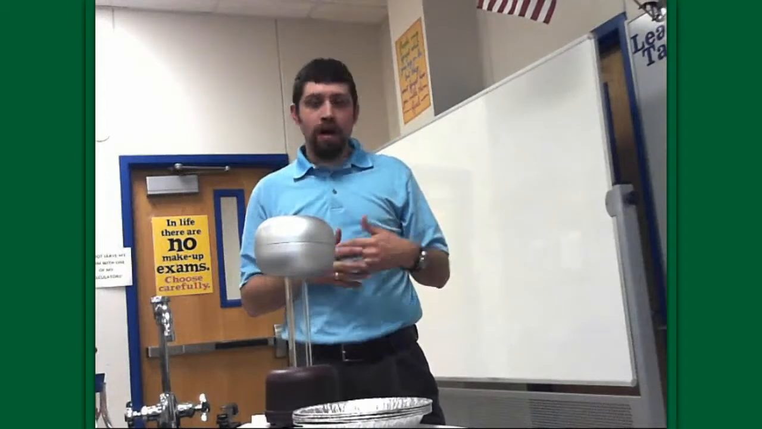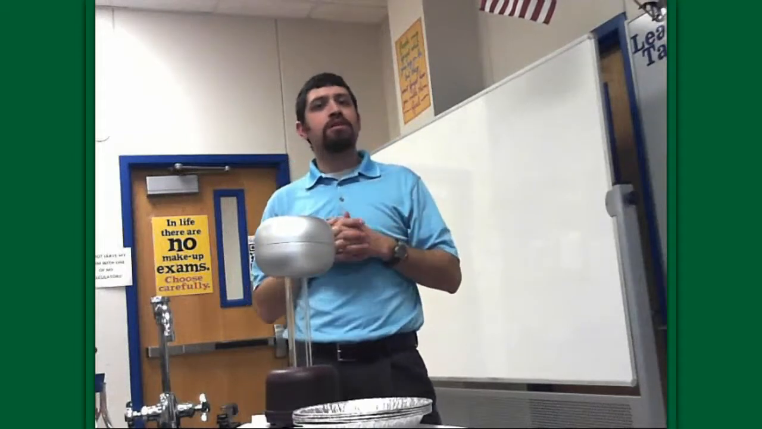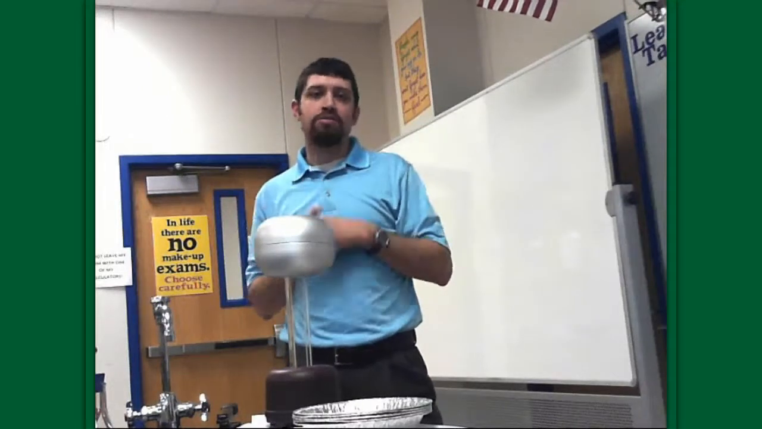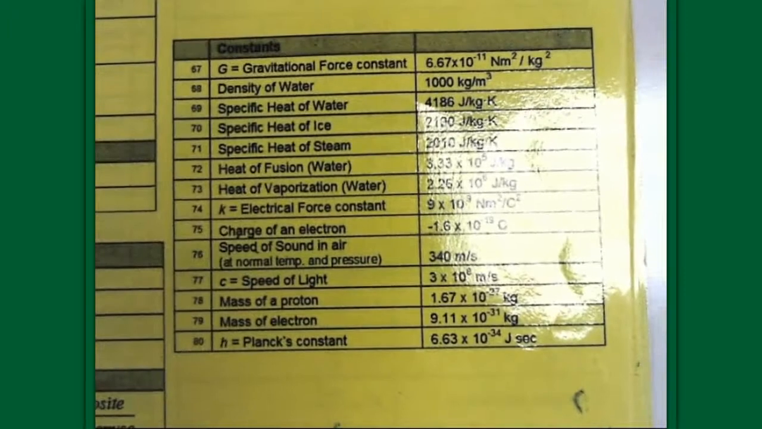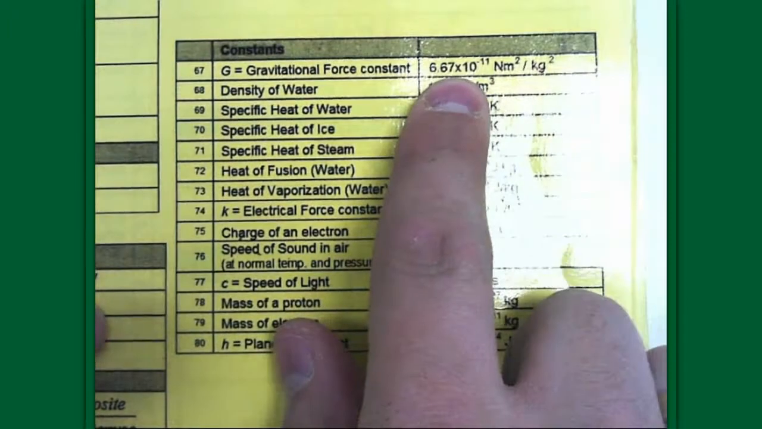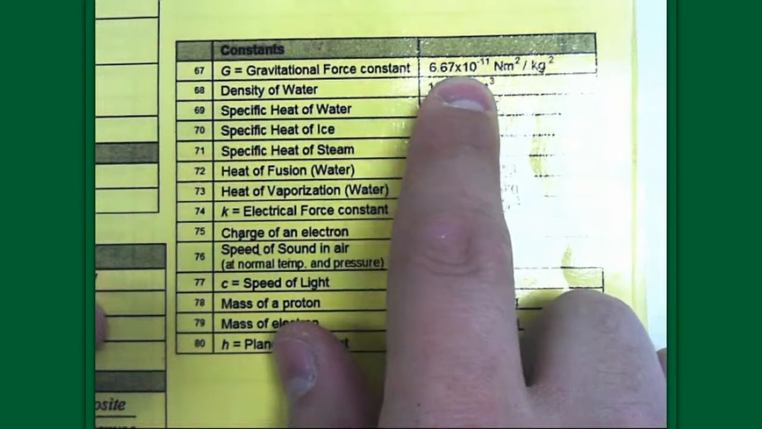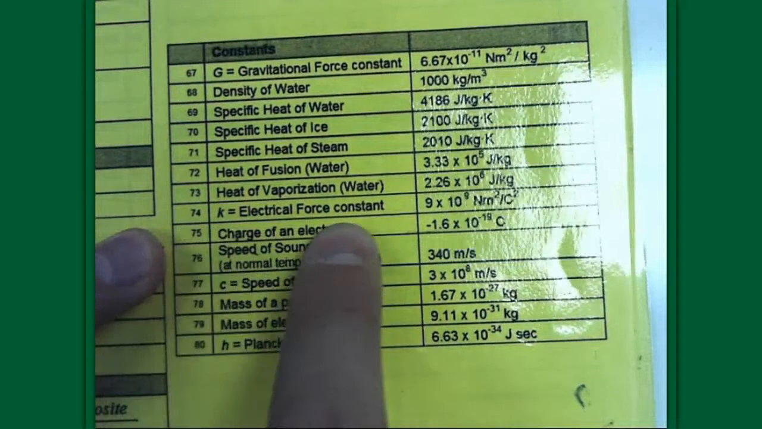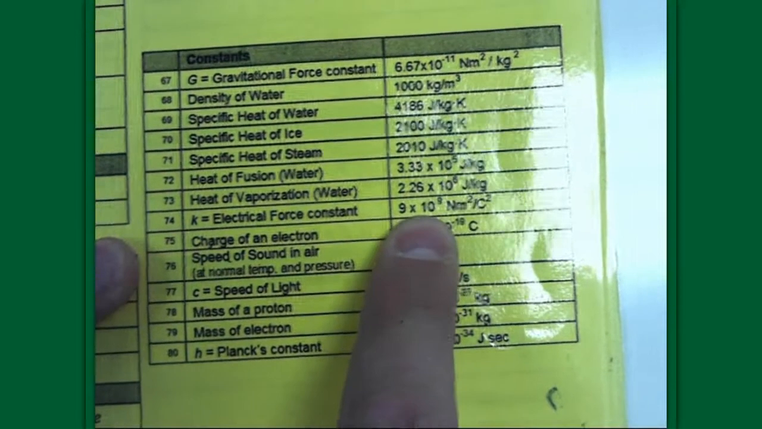And that proves to us pretty distinctly that the electrostatic force is stronger. And you might wonder why, all right? To answer that question, I'm going to go to the equation chart real quick and show you the value of the constants in the gravitational equation and the electrostatic equation. All right, so here's our formula chart. We've used this constant before. This is the gravitational constant, 6.67 times 10 to the negative 11. And our new one is number 74, it's K, the electrical force constant, 9 times 10 to the 9th.